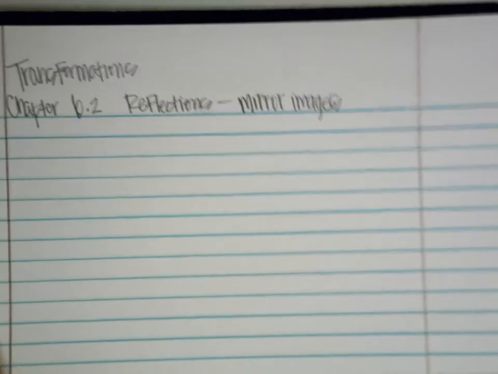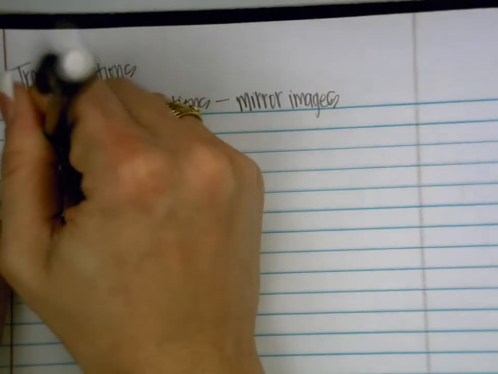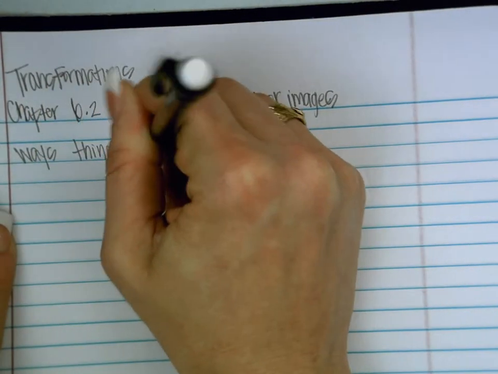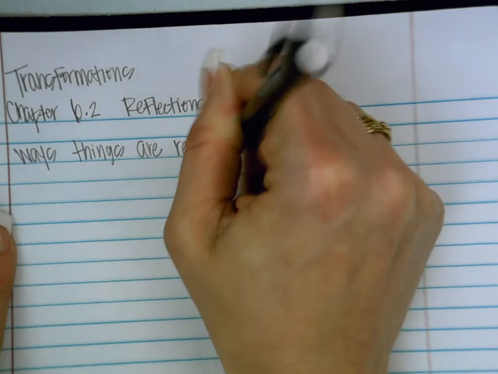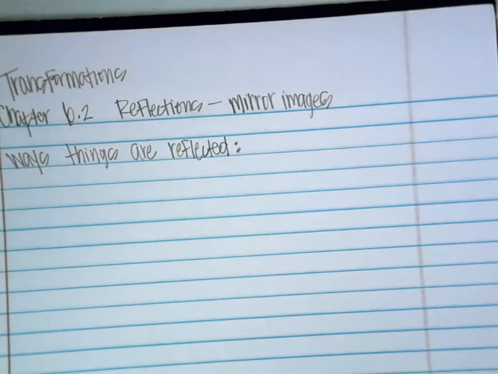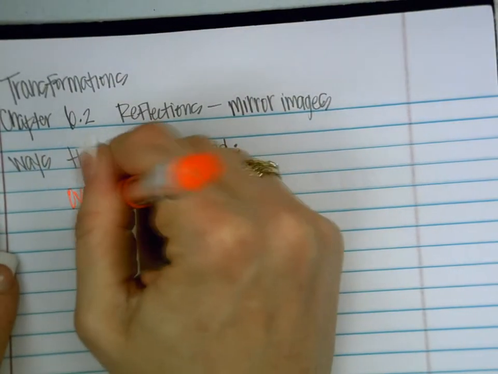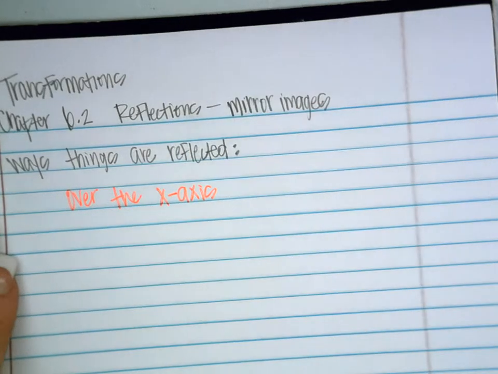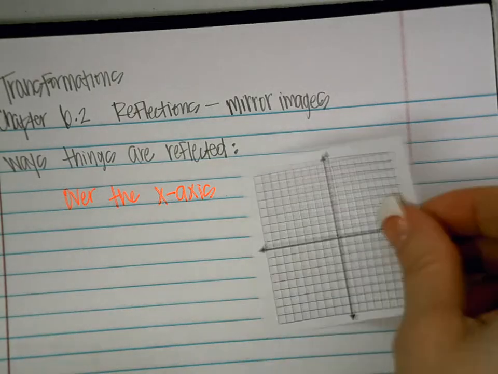There's usually going to be two different ways that things are reflected. The first way that some things are reflected is over the x-axis. So if something is reflected over the x-axis.